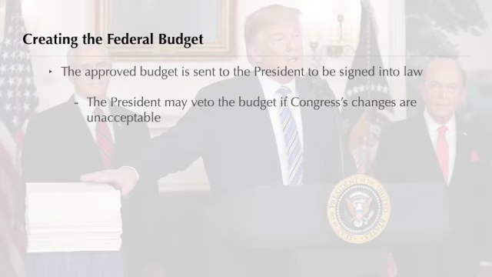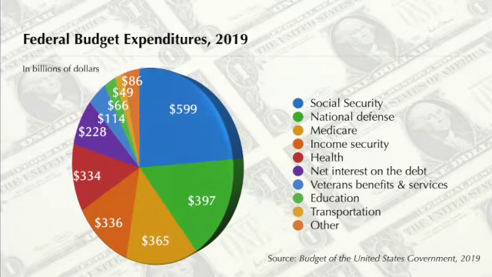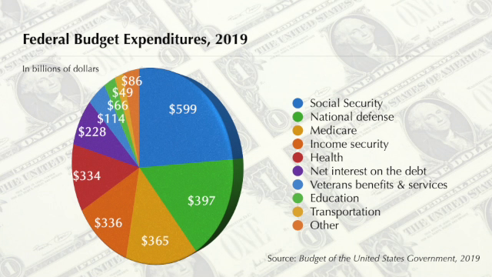After the President has prepared the budget, it is analyzed by Congress. Once the budget has been examined and approved by both houses of Congress, it is returned to the President for signing. By the time the budget is returned to the President, many changes may have been introduced. The President may sign the budget if the changes are acceptable, or otherwise may veto it, requiring the process to continue. This circle graph provides a breakdown of the 2019 federal budget.